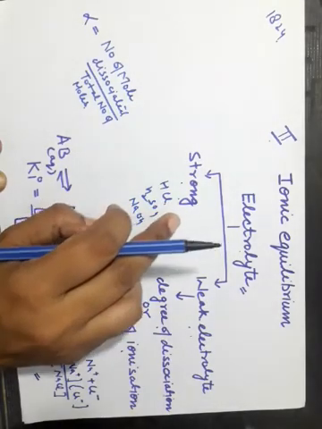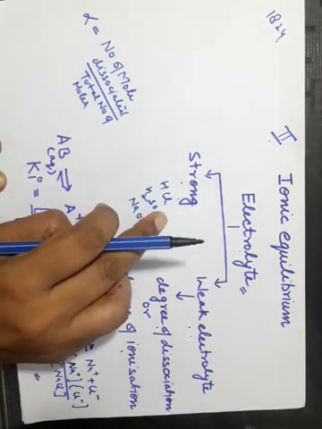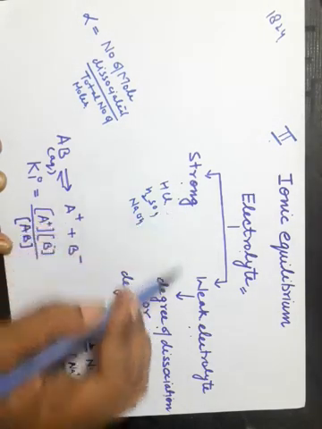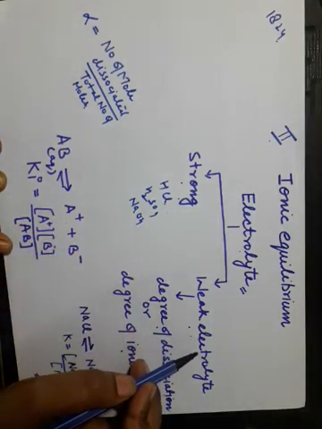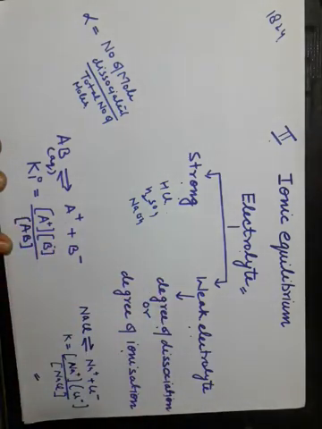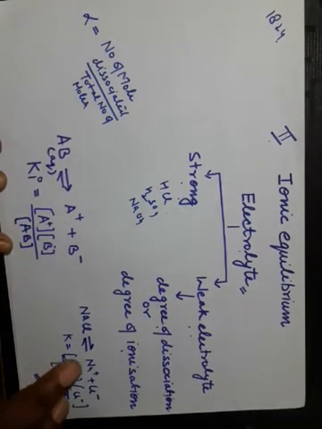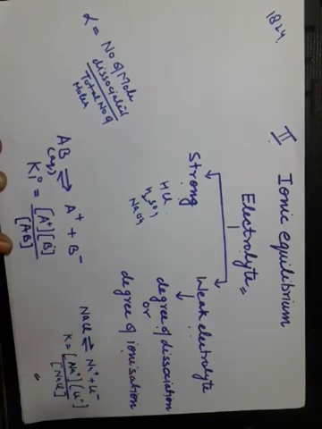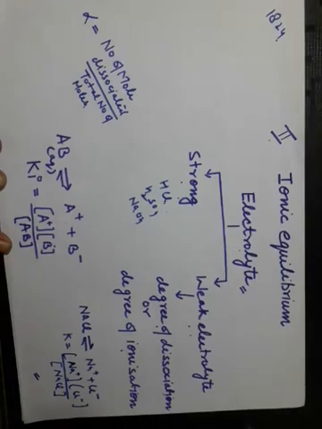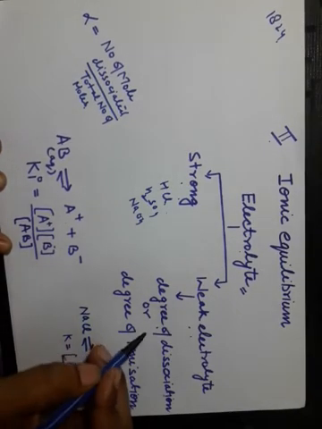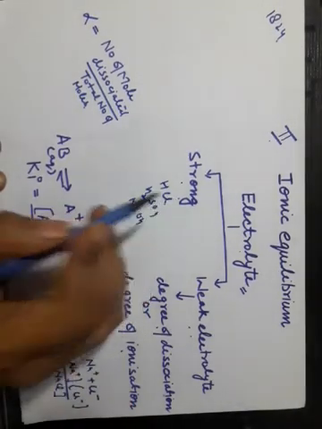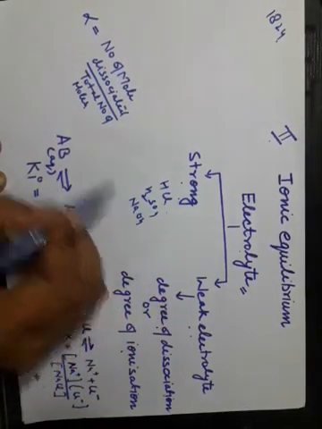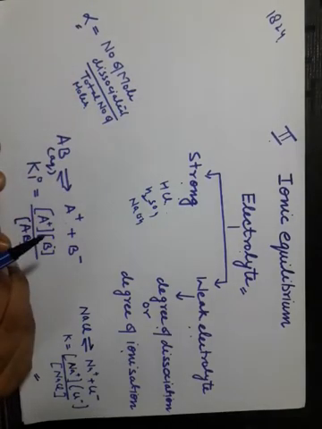Those substances which, when they dissolve in water, are completely ionized are placed in the category of strong electrolyte. Weak electrolytes are those electrolytes which are not completely dissolved in water, and each and every ion is not dissociated. See, in a strong electrolyte, each and every ion is dissociated, so degree of dissociation is not calculated.